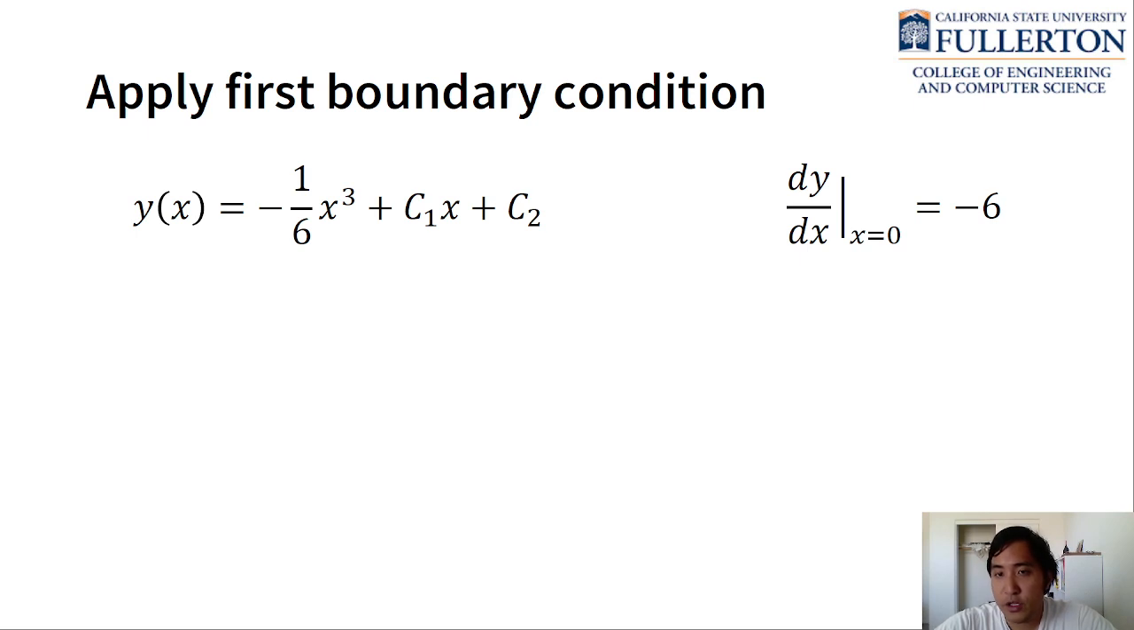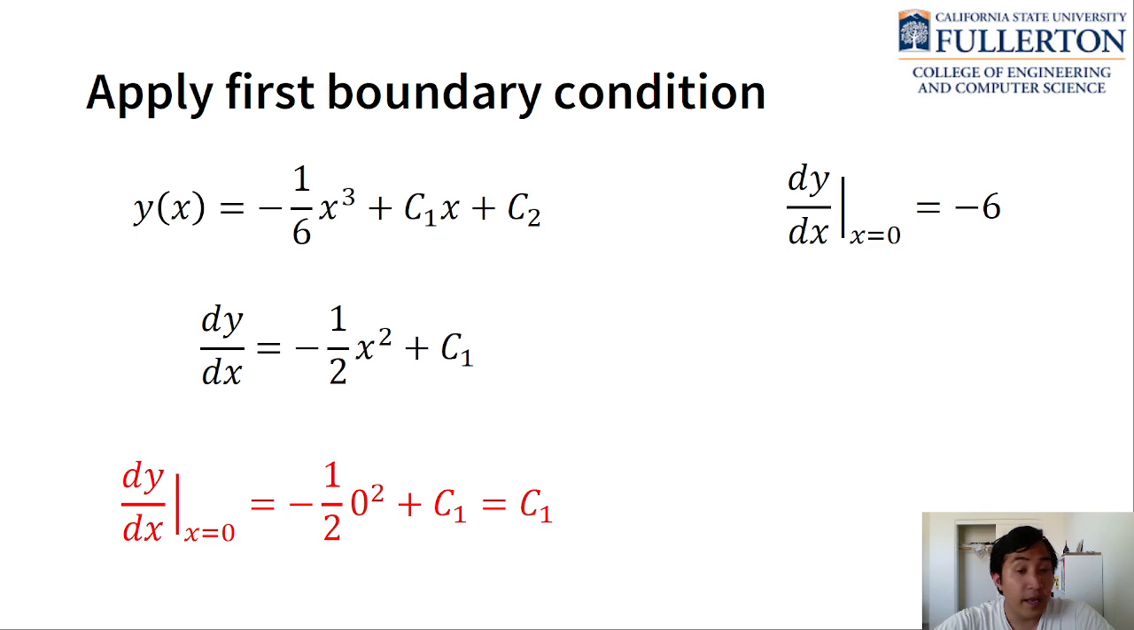And so the first boundary condition says that dy/dx at x equals 0 is equal to minus 6. Okay. So let's start with our general solution here, and then let's first take a derivative, because this is a derivative type boundary condition. And so if we take the first derivative of this, we get the following equation. Okay. Notice how we eliminate c2 because it's just a constant.